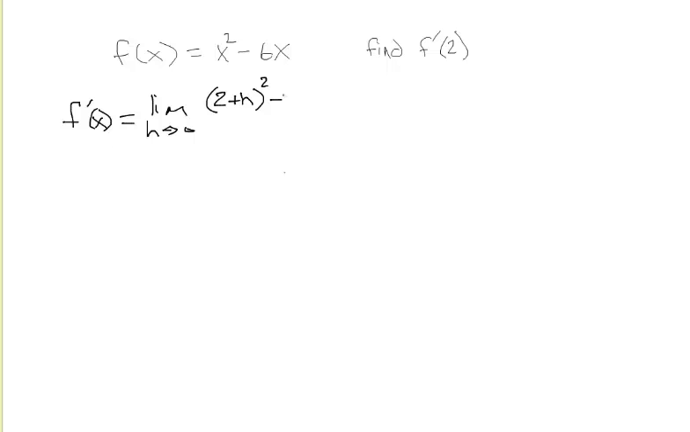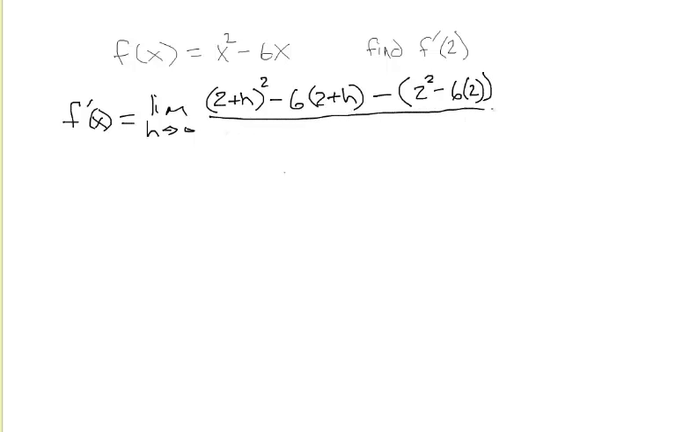minus 6 times 2 plus h minus the function, and remember it's the function with 2 in place, so we're going to have 2 squared minus 6 times 2, all divided by h. And now we're going to simplify. So 2 plus h squared, we have the limit as h goes to 0.